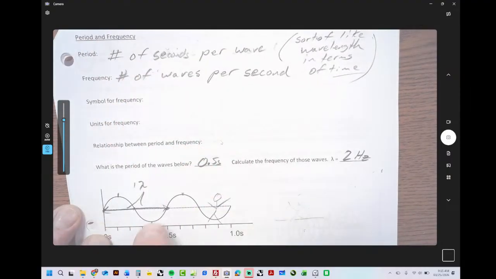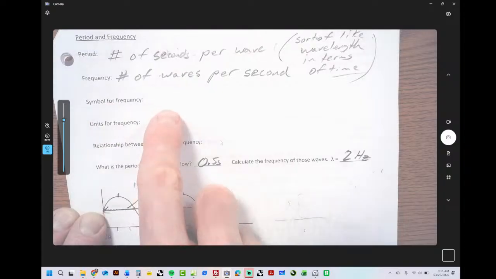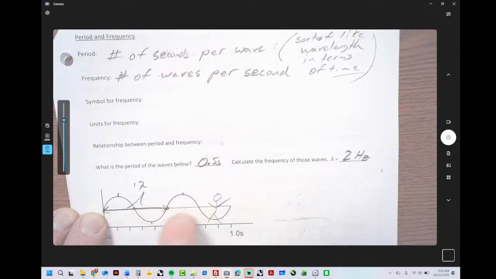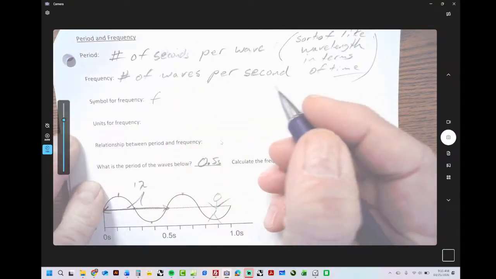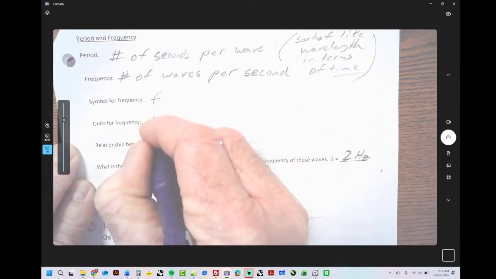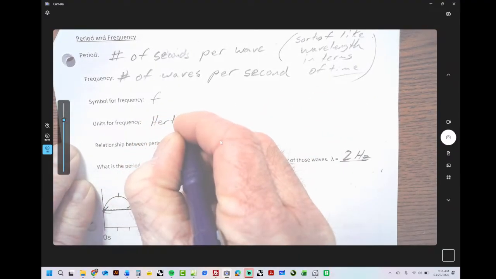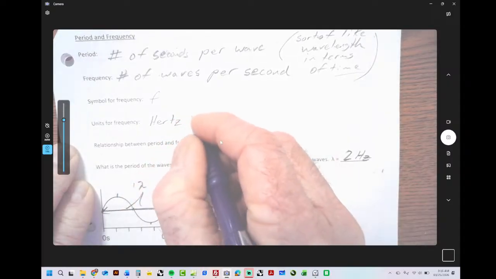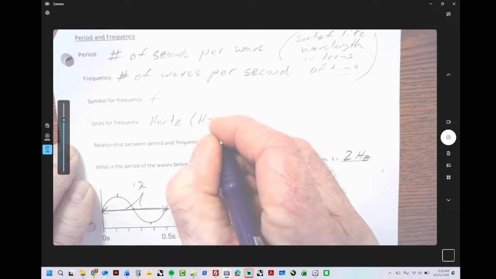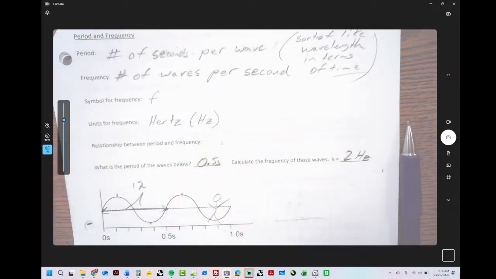Period is how many seconds a wave lasts, how many seconds for a wave to go by. And frequency is how many waves there are in each second. The symbol for frequency is just an F, and the units for frequency are hertz, like the car rental place. But it's abbreviated Hz. And I want to make sure it's capitalized.